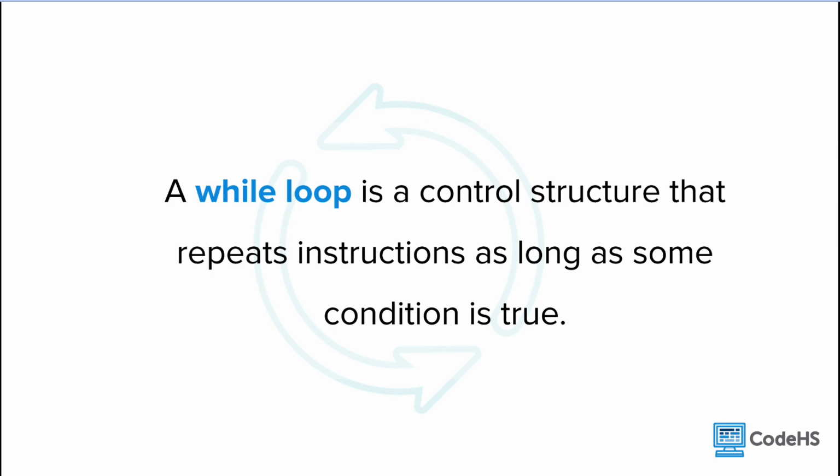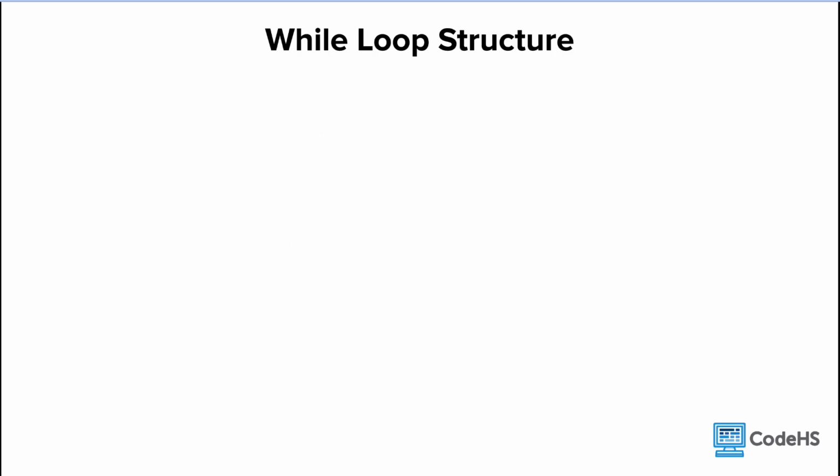The control flow structure used for indefinite looping is called a while loop. A while loop is a control structure that repeats instructions as long as some condition is true. So let's take a look at a while loop structure in Lua.